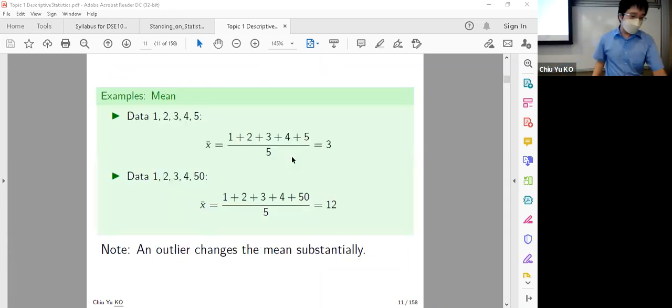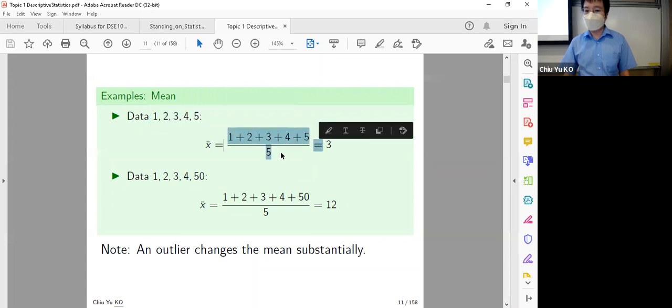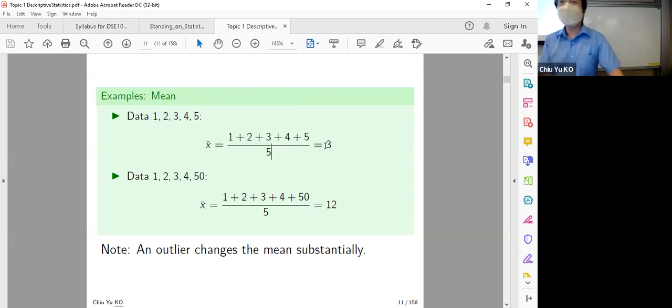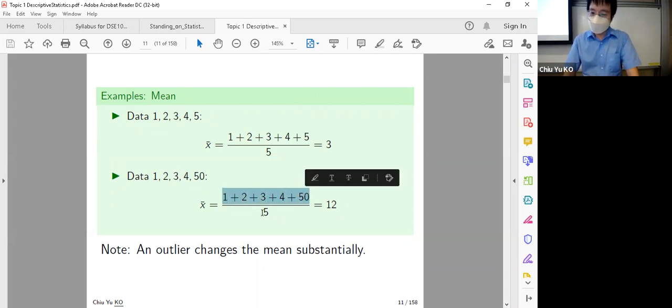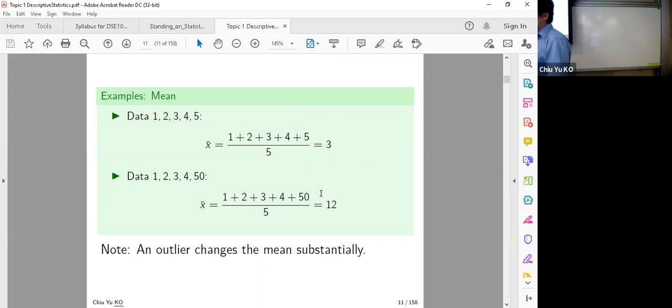And the example will be this, right? I'm not going to do the calculation, but you have five data points, add them all up, and the average will be the number you want. And if you have 50, again, you add up the other five, the average will be 12. But you can easily see that if the last data point is substantially larger, then the mean will be pulled up a lot. And this 12 is actually bigger than all the other numbers inside. Okay? This is what happened, right?